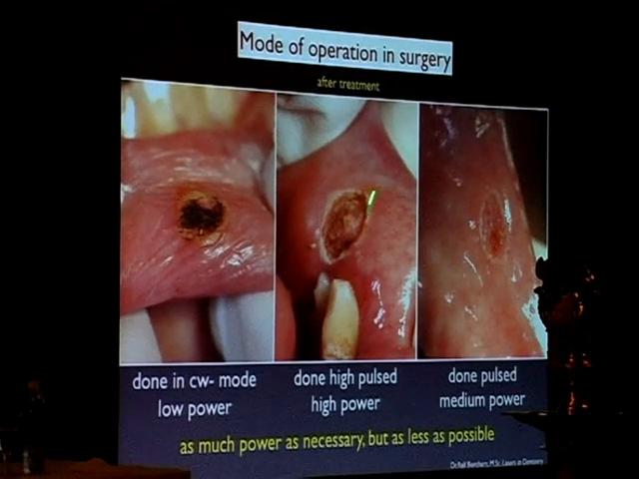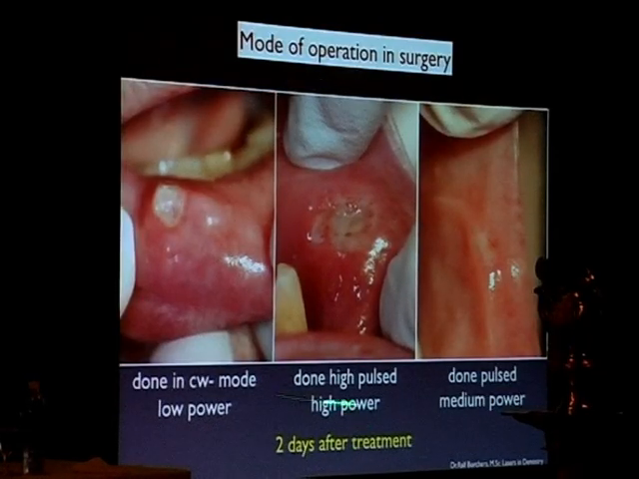If you can use pulse mode, try to use it, if you have enough power on the laser, that's for sure. Then you will get these pictures. When you look at it 2 days after treatment, if you do it in pulse mode, there is no swelling, no pain, and the healing is faster. So this was done in continuous wave mode. You can see a little bit of swelling and the patient has pain.